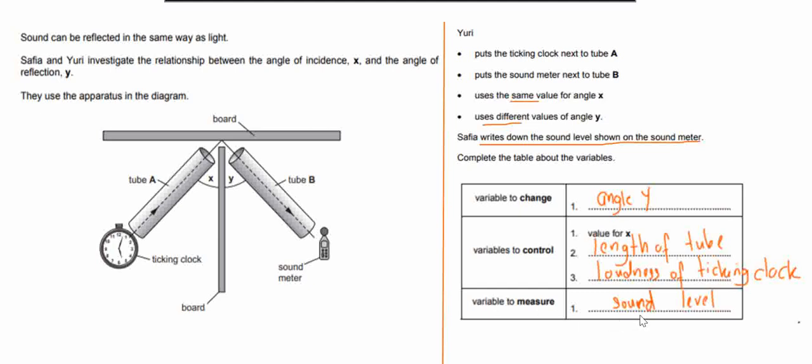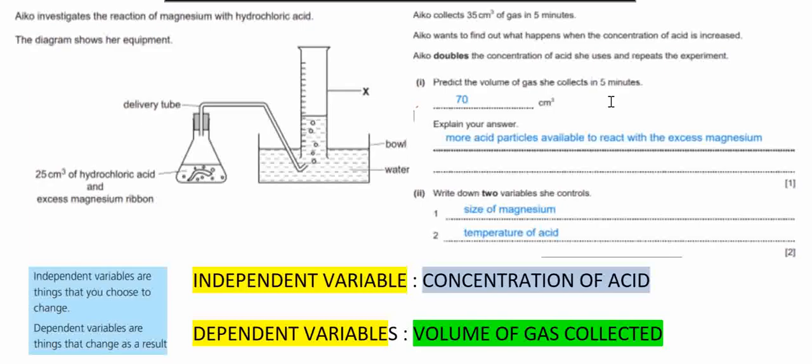So we hope it's clear: dependent, independent, and control variable. The variable to change is independent. The variable to control is the control or fixed variable. The variable to measure is the dependent variable. Here's another example to make it clear.